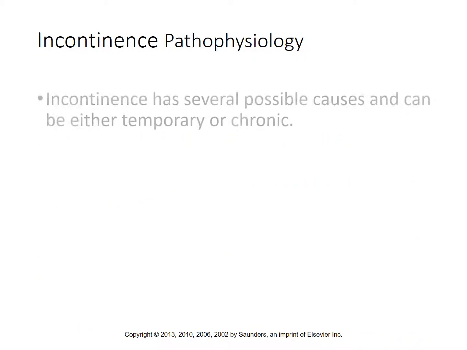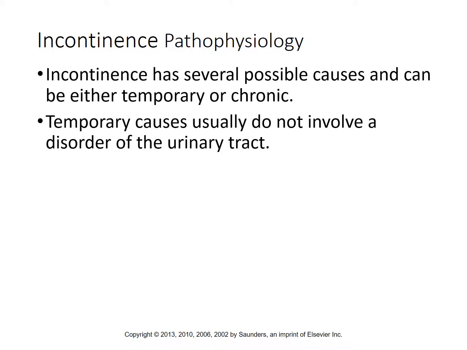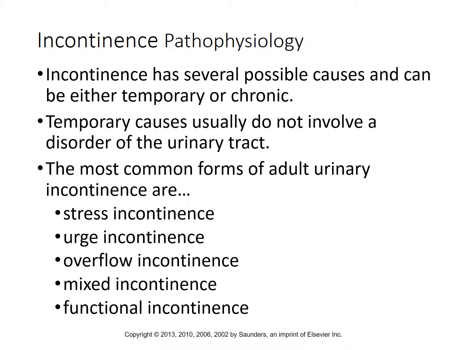Let's continue. Incontinence has several possible causes and can be either temporary or chronic. Temporary causes usually do not involve a disorder of the urinary tract. The most common forms of adult urinary incontinence are stress incontinence, urge incontinence, overflow incontinence, mixed incontinence, and lastly, functional incontinence.